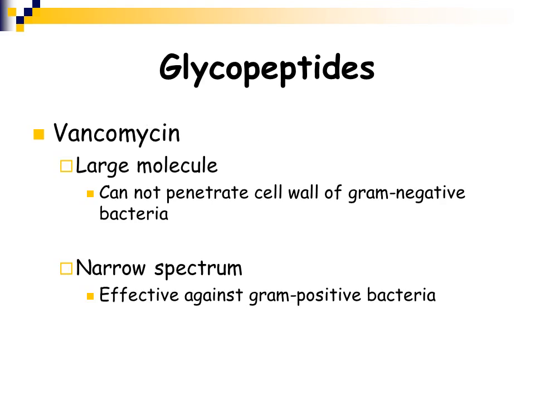So glycopeptides include vancomycin, and the thing about vancomycin is it's huge. It's a very large molecule. So it's only effective against gram-positive bacteria, which makes it narrow spectrum. The molecule is so big it can't get into the cell wall of gram-negative bacteria, so it's only used for gram-positives.